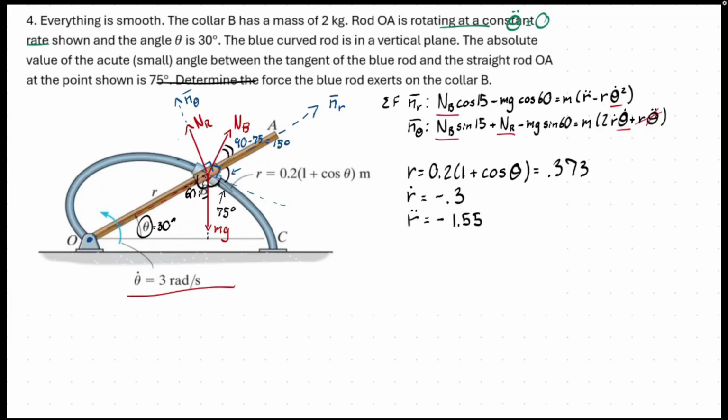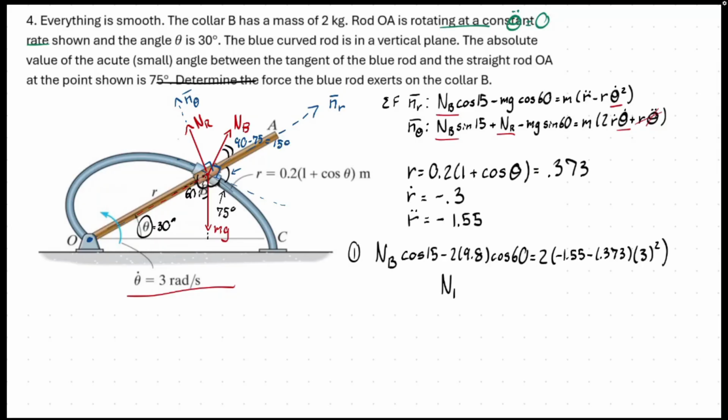So let's do that. So that first equation, right, up top, NB is what we're looking for, times the cosine of 15 minus m, which was given as 2 kilograms, so 2 times gravity, which is 9.8, times the cosine of 60 equals 2 times our r double dot, which was negative 1.55, minus r, which was 0.375, times our theta dot squared, and our theta dot was given as 3. Okay, and then with this we can solve for NB.